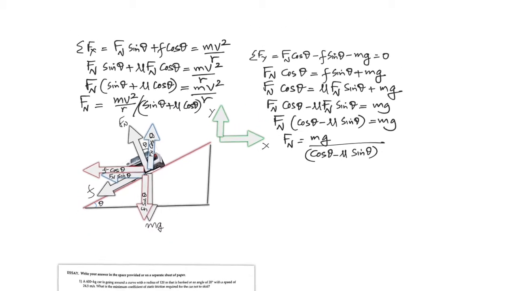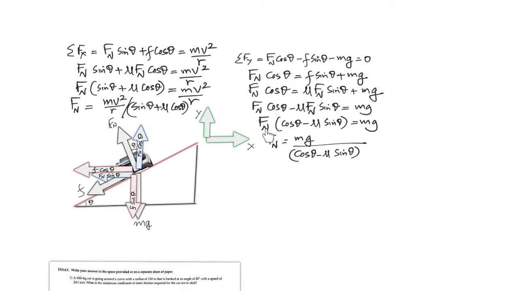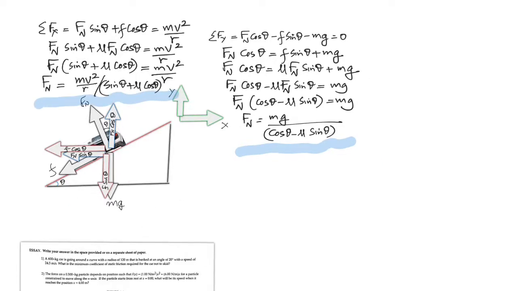Now you see that the left-hand sides of both the equations are equal. Therefore, we should be able to put the right-hand sides equal to each other. So that's equation 1, that's equation 2. Let's put the right-hand sides of both the equations equal to each other. So that gives mg by cosine theta minus mu sine theta is equal to this whole thing.